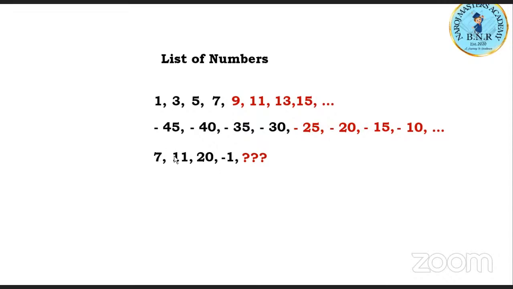7 and then 11, the difference is 4. Here the difference is 9. Here the difference is 21. Minus 21 here, the difference again changes. So there is no proper pattern between these numbers. Simply you can see that a definite pattern is there in the first two sets of numbers.